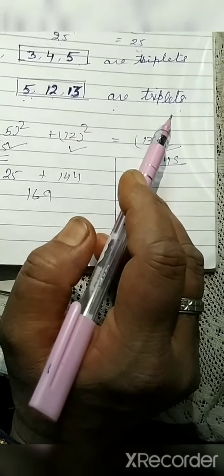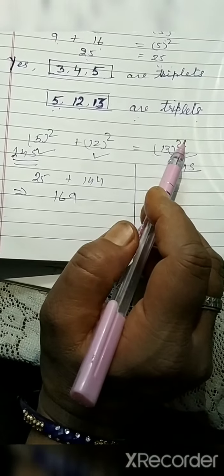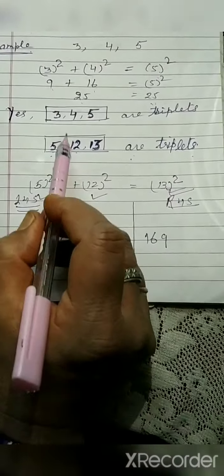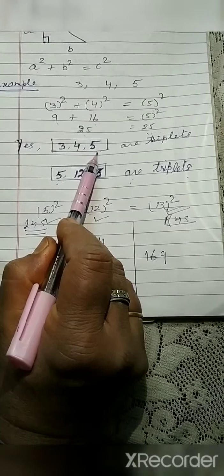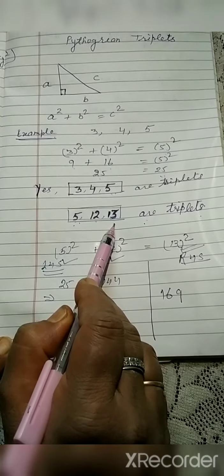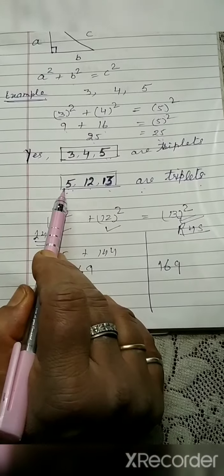And now in question number 2 we have to find the members, and one of the members is given. So 3, 4, 5 are the members here, and 5, 12 and 13 are the members. So these are the members.